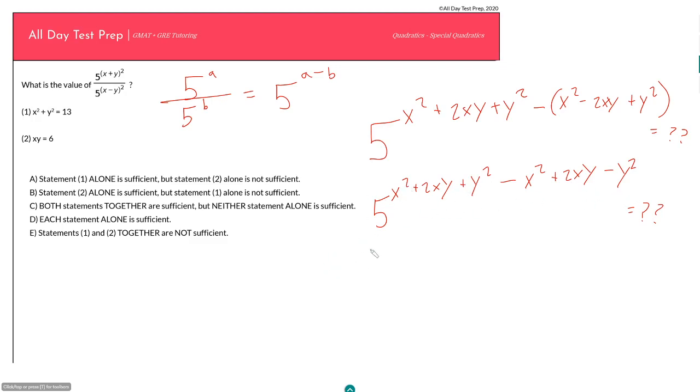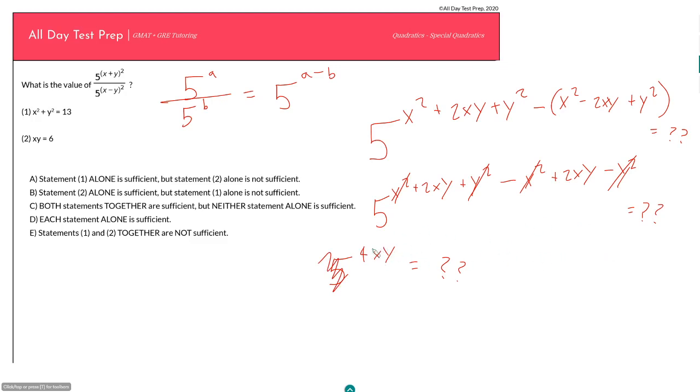So let's start combining terms, and we have 5 raised to the, looks like our x squareds cancel out. Looks like our y squareds cancel out. And we're just left with 2xy plus 2xy, which is 4xy. So this whole thing is just asking us, what is 5 raised to the 4xy? And then we can go even further, I think, because this is a data sufficiency question. And so if I'm looking for 5 raised to the 4xy, well, really, I just need 4xy. And so this 5 doesn't matter. This isn't even really an exponent question anymore. They're just asking me, what is 4xy?